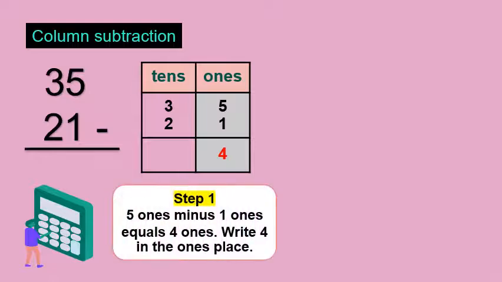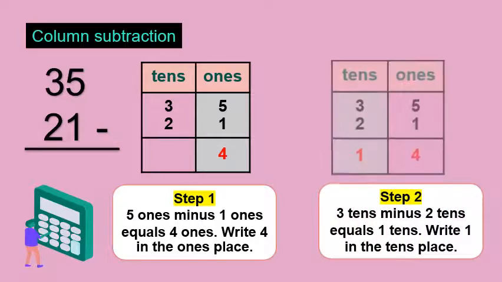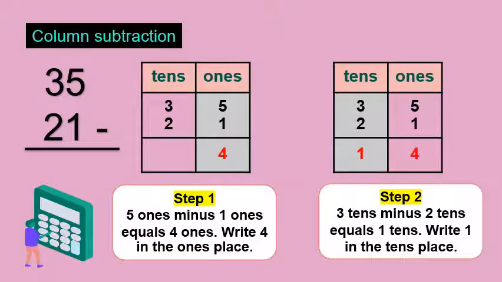Let's answer this using column subtraction. 35 minus 21. Step 1. 5 ones minus 1 one equals 4 ones. Write 4 in the ones place. Step number 2. 3 tens minus 2 tens equals 1 ten. Write 1 in the tens place.